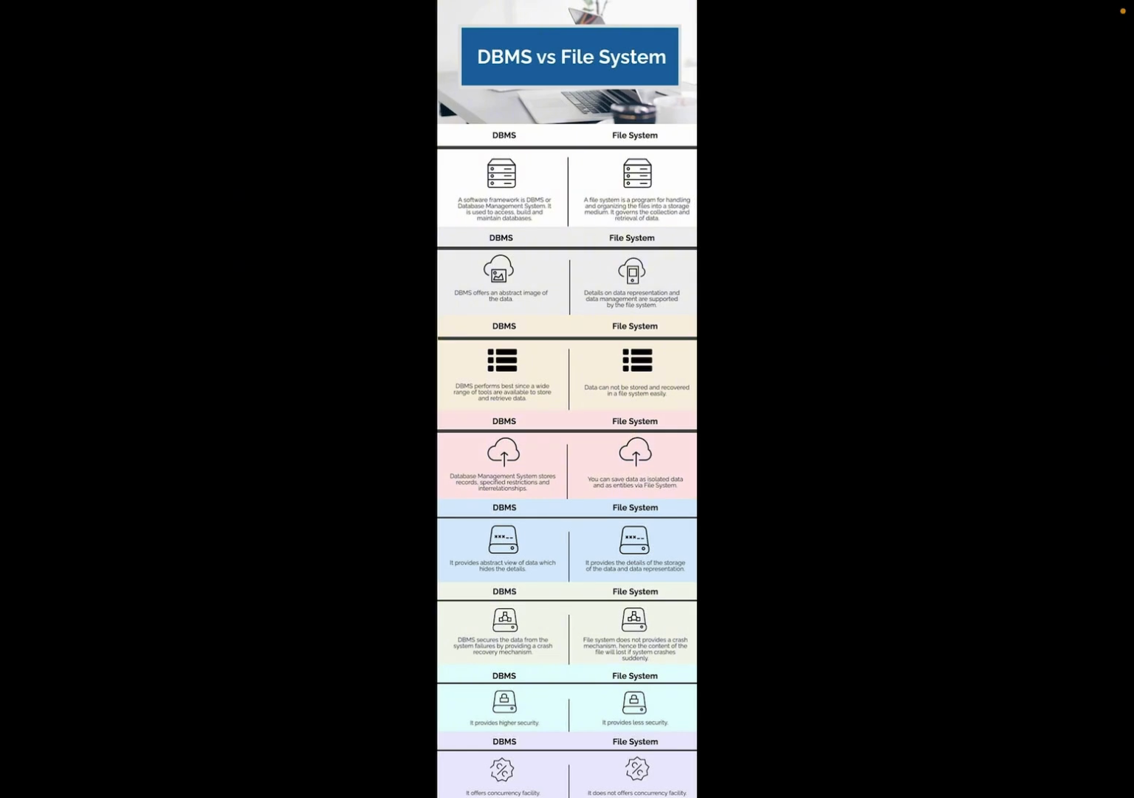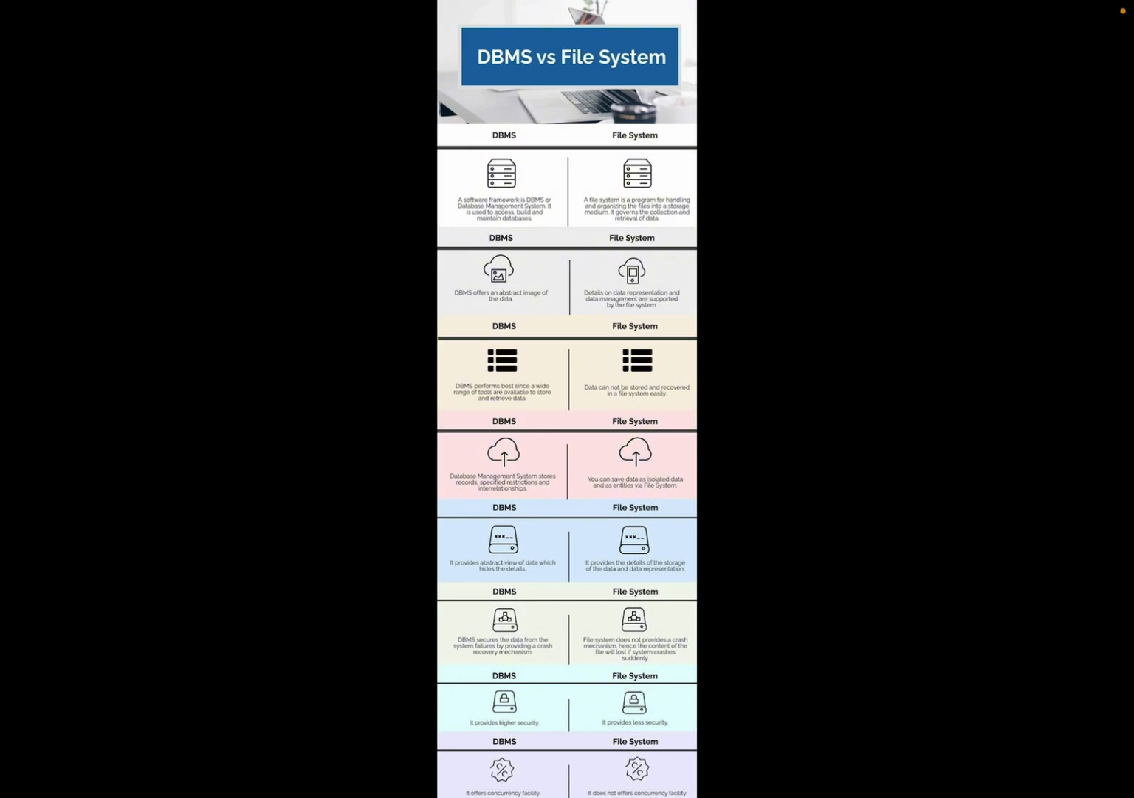And then user access. In a database management system, multiple users can access the database at the same time, whereas in a file management system only one user can access the file at one time. So there is a limitation.